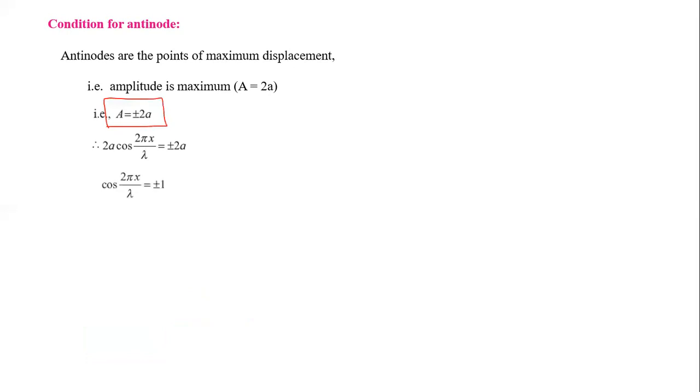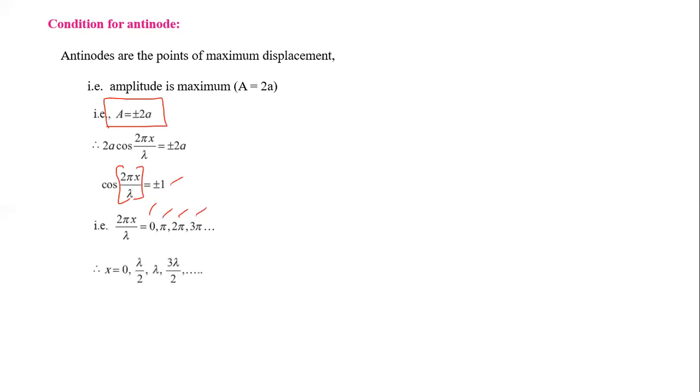Now after that we have to learn the condition for antinode. Antinode means the point where the amplitude is maximum. Maximum means what? The first progressive wave has a, the second has a. So maximum means a plus a, 2a we get. So the amplitude is equal to plus minus 2a. Now we substitute the amplitude formula: 2a cos of 2 pi x by lambda is equal to plus minus 2a. So this 2a we can shift to the right hand side, we get 2a divided by 2a, 1. So cos of which angle is coming plus minus 1? It is 0, pi, 2 pi, 3 pi and so on.